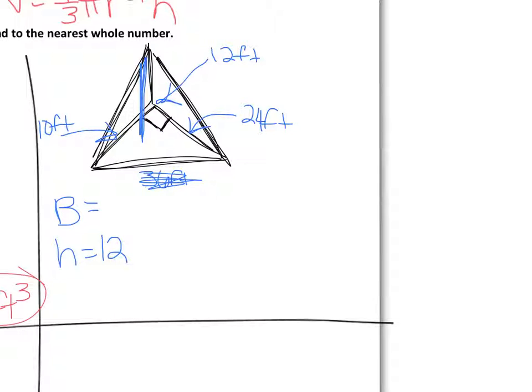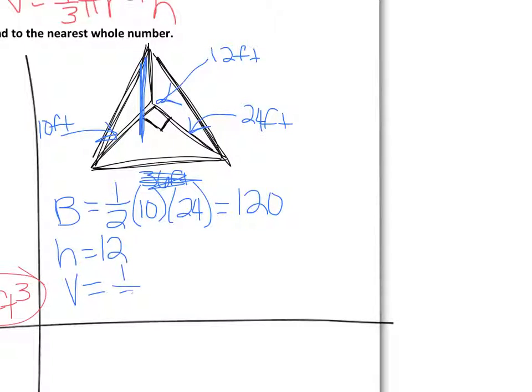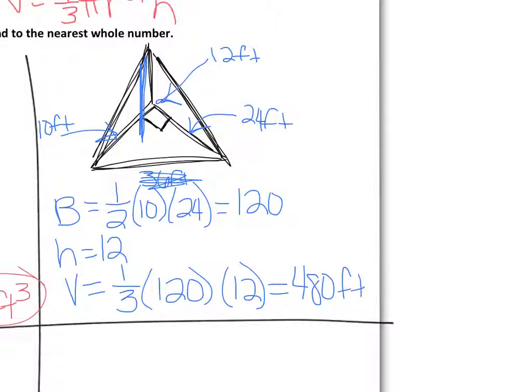So to find the area of my base, I'm going to take 1/2. Let's use 10 for my base, 24 for my height. So what is the area of my base? 120. Okay, my height is 12. So to find my volume, we're going to take 1/3 area of my base times my height for a volume of what? Blake? 480 feet cubed. 480 feet cubed.